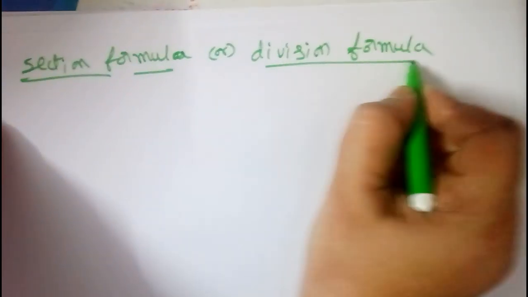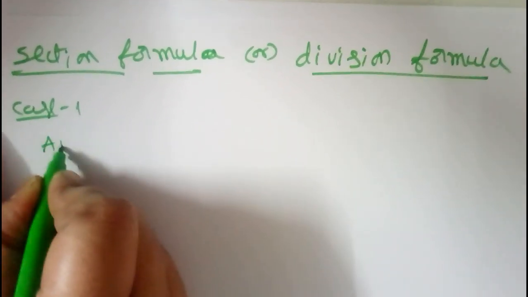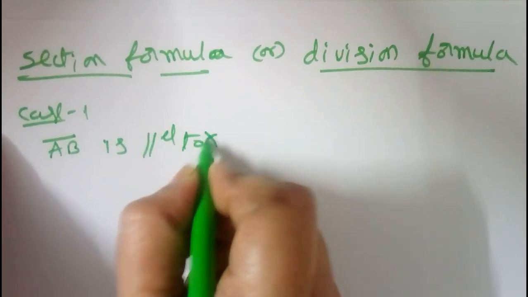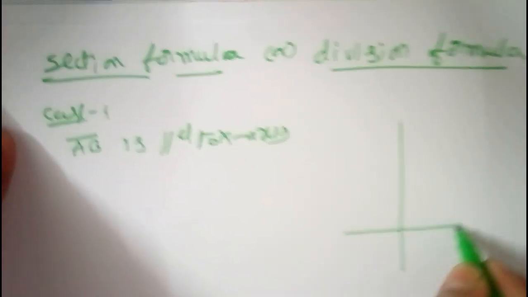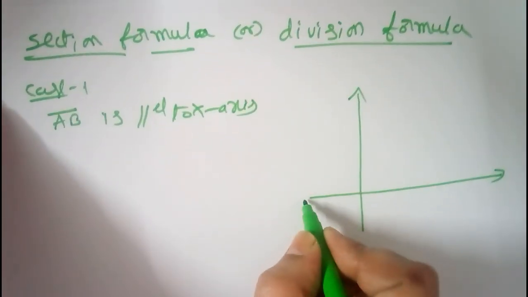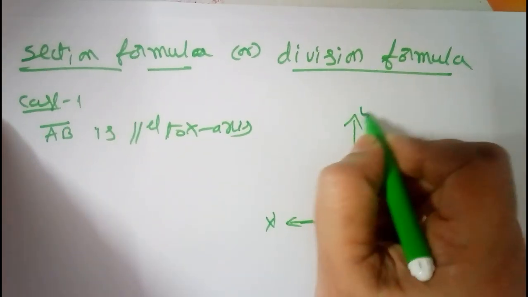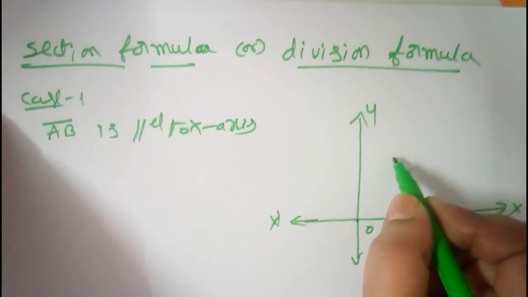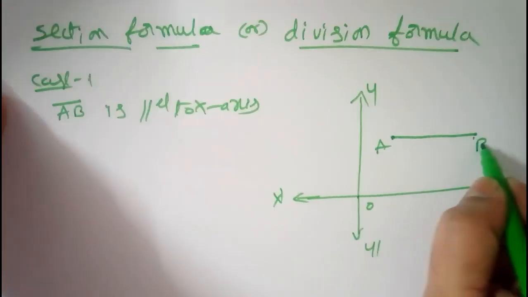Section formula or division formula. Here, case 1: if the line segment AB is parallel to the x-axis. This horizontal line is the x-axis, the vertical line is called the y-axis, and this is the origin. Now the line segment AB is parallel to the x-axis.